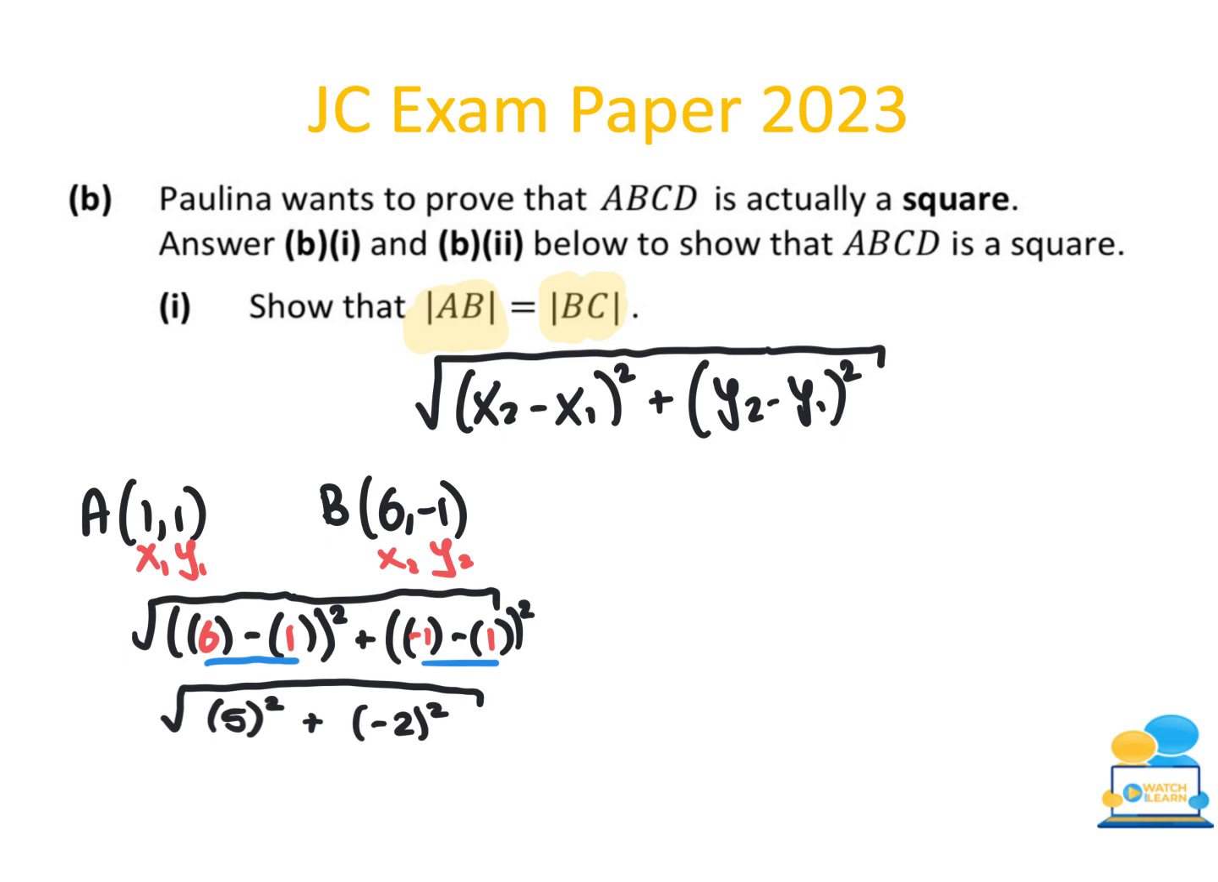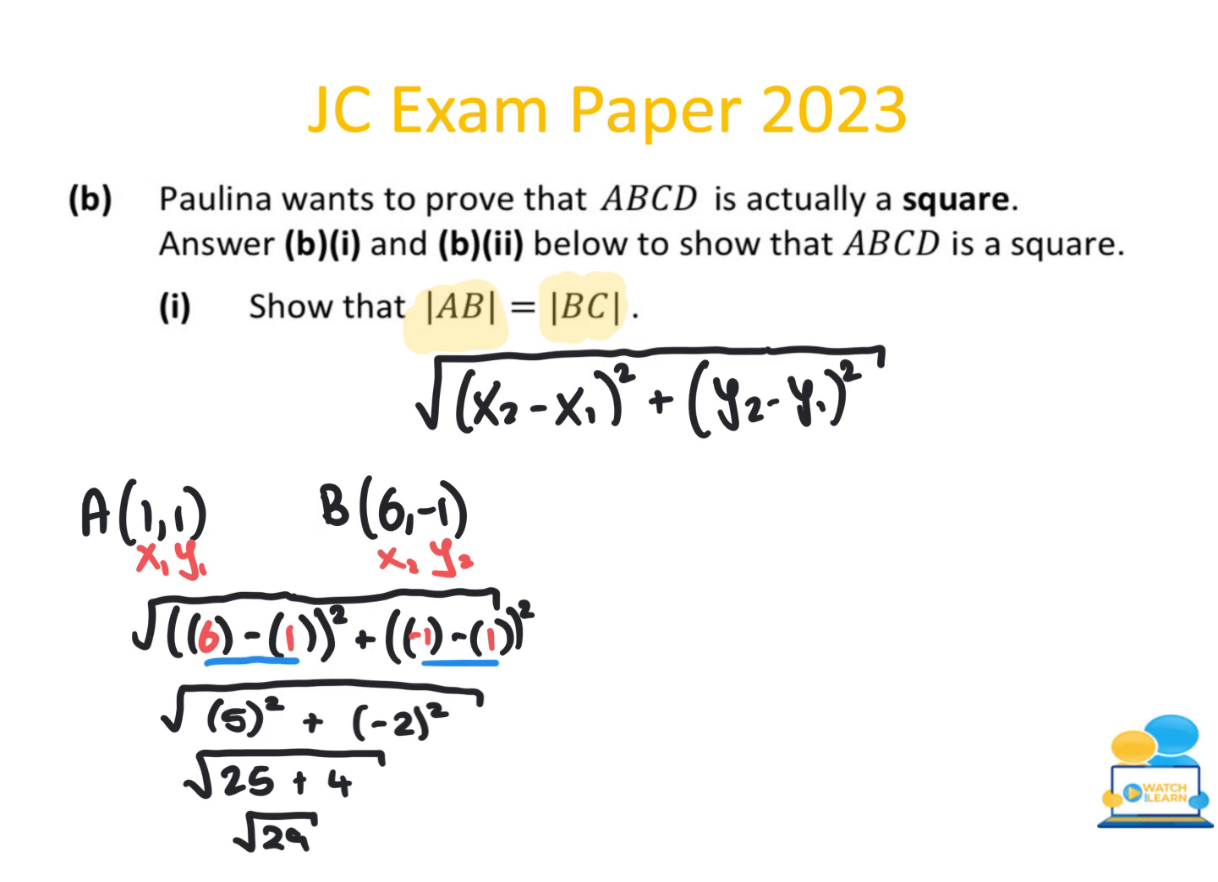Now I can do my squares. So 5 to be squared gives me 25, and minus 2 to be squared gives me plus 4. And finally, 25 plus 4 gives me the square root of 29. Now, if you put the square root of 29 into your calculator, it will more than likely give you back the square root of 29. So if that does not simplify into a whole number, it's okay to keep it in this form.